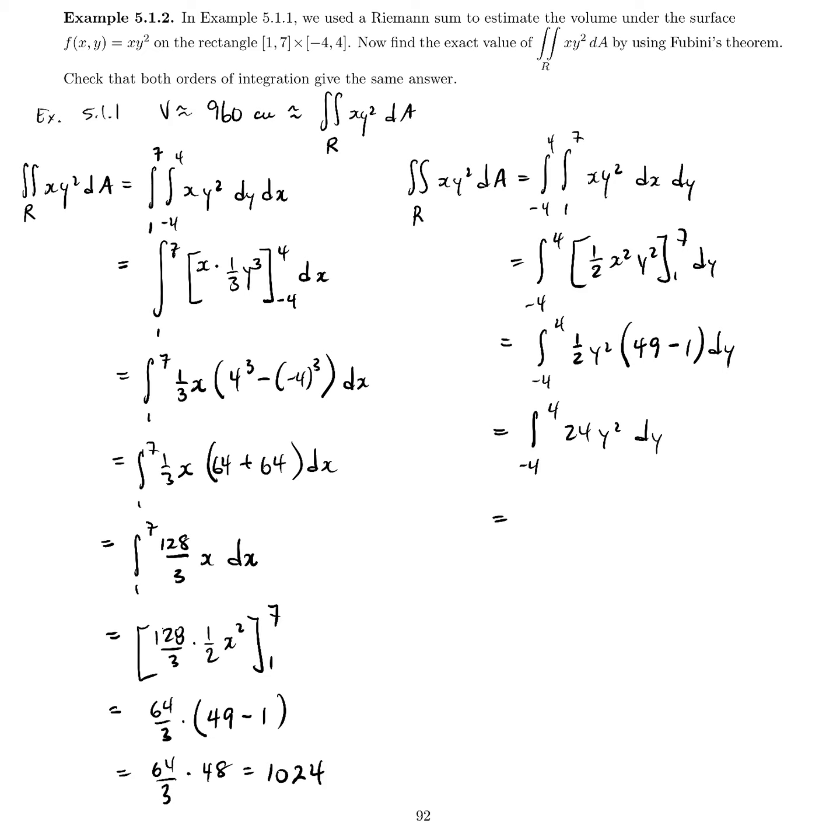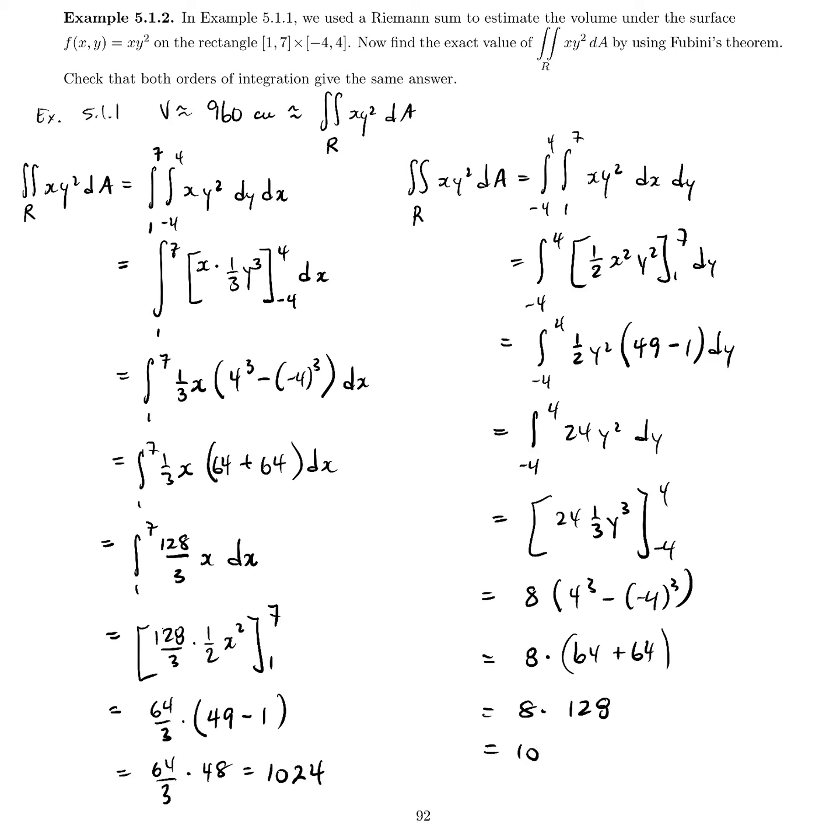FTC part 2 again, so we need an antiderivative of y squared, 1/3 y cubed. We'll multiply that by 24 and evaluate from minus 4 to 4. 24 divided by 3 is 8, times here 4 cubed minus minus 4 cubed, which is going to give me 8 times 64 plus 64, 8 times 128, which gives me the same value of 1024.